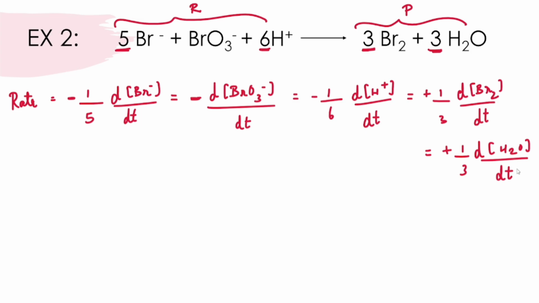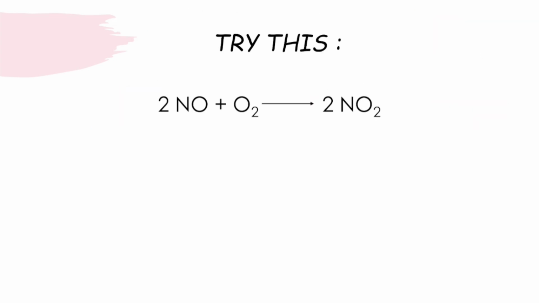It's so easy, right? Okay, now you are going to try this question. 2N2 plus O2 gives 2NO2. So try this question and comment the answer below. Here, for your understanding, the 2 will be the stoichiometric coefficient. So what you have to do, whenever there is a stoichiometric coefficient, you have to take the reciprocal of it. And this will be the reactant side and this will be the product side. Okay, now comment the answer below.